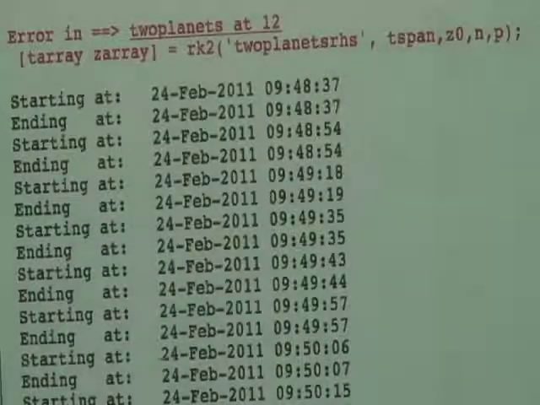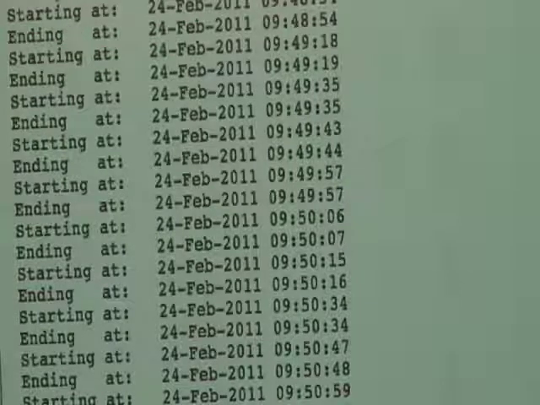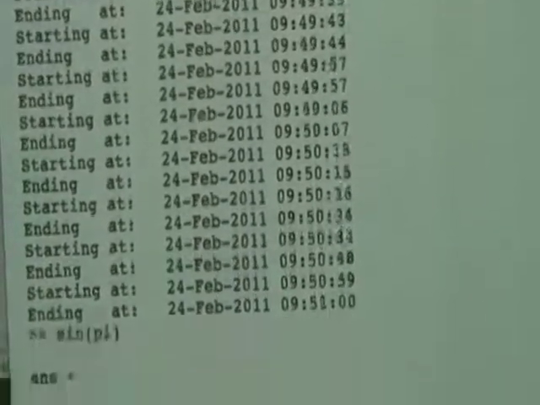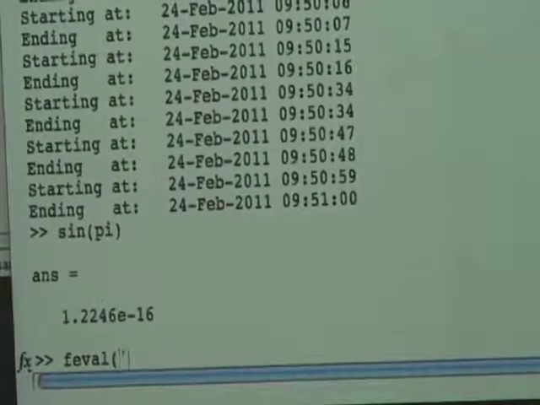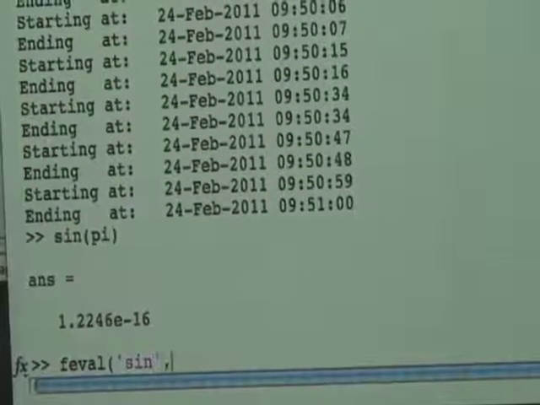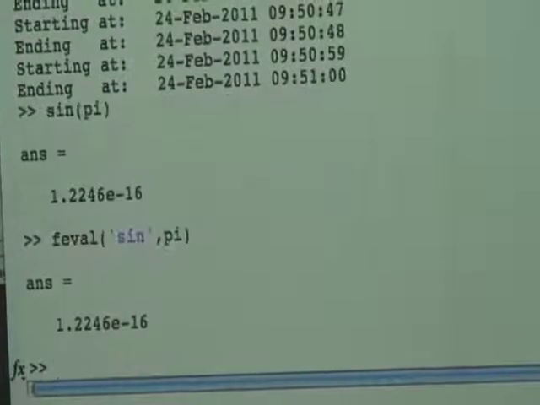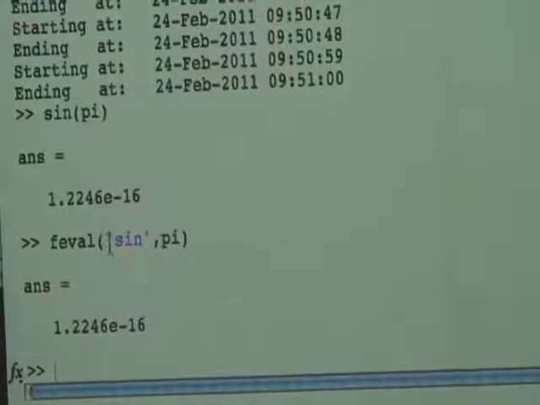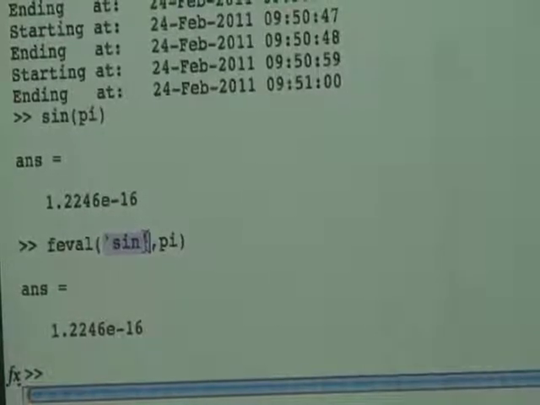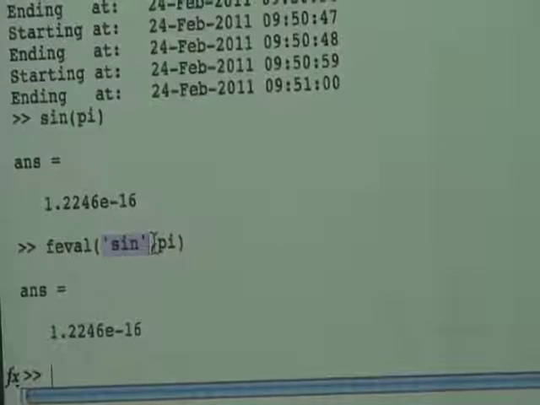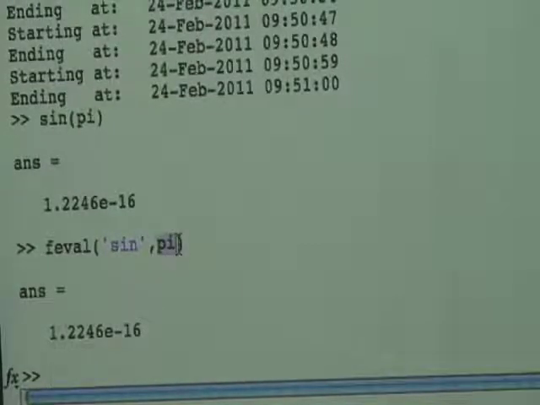If I go sine of pi, what's the answer of sine of pi? What number is that? 0. Right, e minus 16, that's 0. Now if I go Feval, and I put a quote, and I put sine, and I put pi, it gives the same answer. So what Feval does is the first argument is a text string. It evaluates that text string with the argument, which is the second one, or the list of arguments.